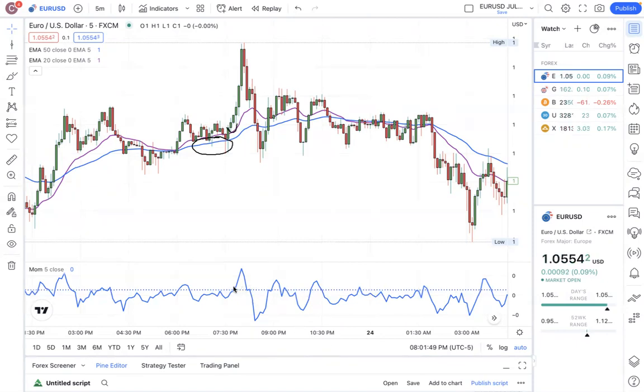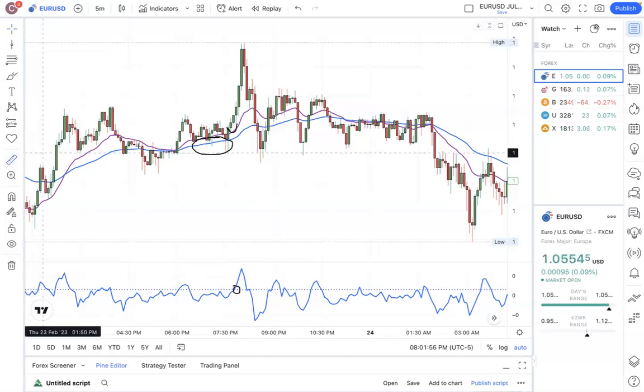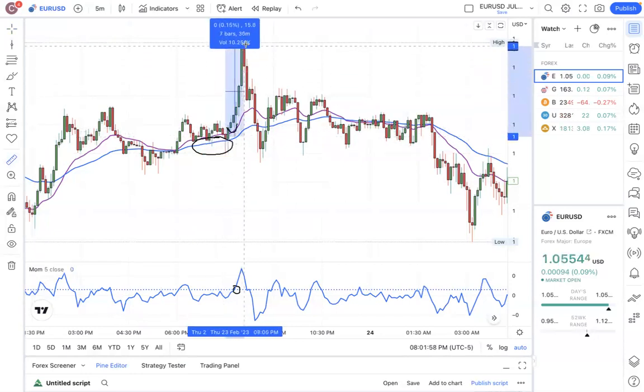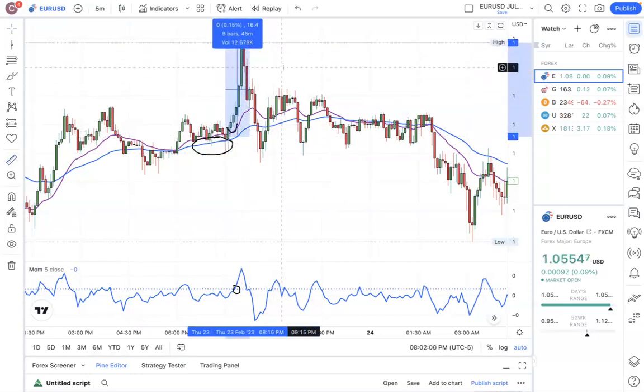And then we come down to the bottom and perfect. We see the cross up, and then we see we could have caught all those pips. And this is on a 5 minute. So let's see how long it would have taken us. That's a lot of momentum in a short amount of time. Okay, so that's about 16 pips in 45 minutes.